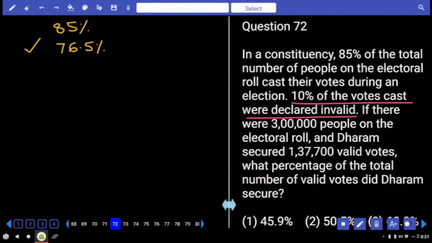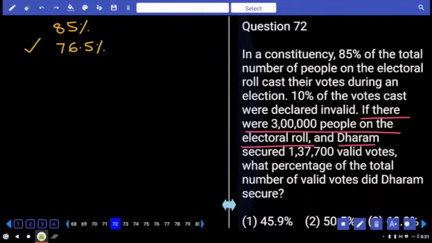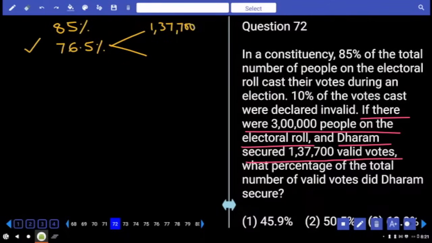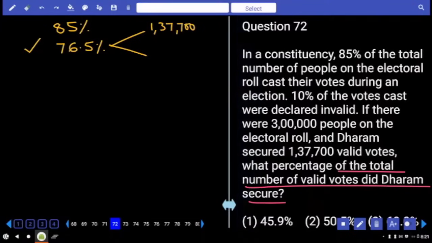Are you okay? If there were 3 lakh people on the electoral roll, total population is 3 lakh. Durham secured 1,37,700 valid votes. Out of this 76.5%, Durham got 1,37,700 votes from valid votes. What percent of the total number of valid votes did Durham secure? So now, if you know this in terms of number of votes, we can calculate percentage.